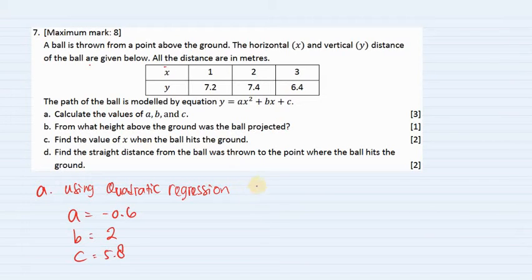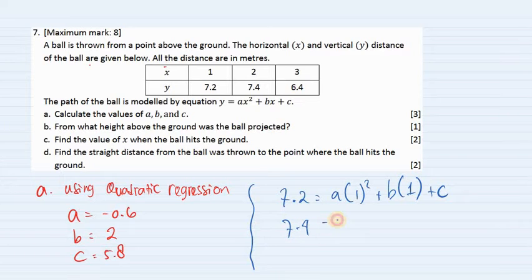Or you can use the second way. The second way will be a little bit longer if you don't have the calculator. We will not explain it here, but you can model it by y equals ax squared plus bx plus c. So we just need to input all of the values that we have here. So we have the first point, we have 7.2 equals a times 1 squared plus b times 1 plus c. That's for the first point.